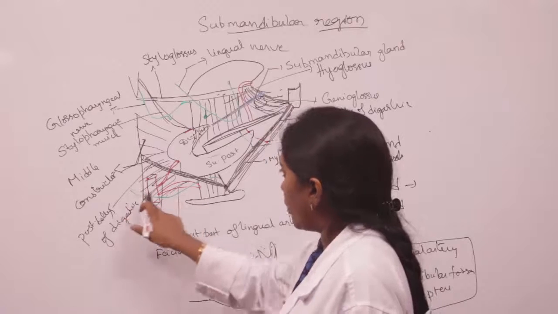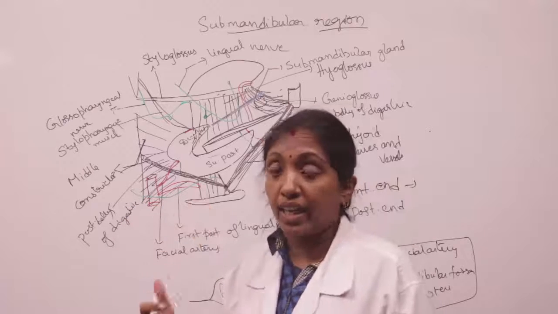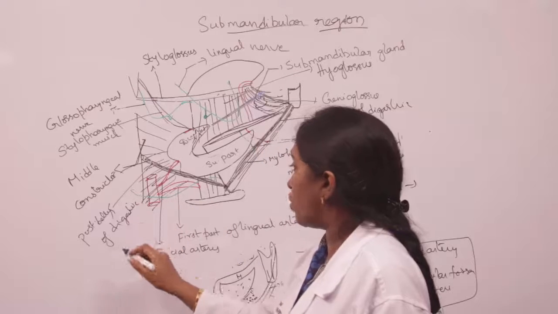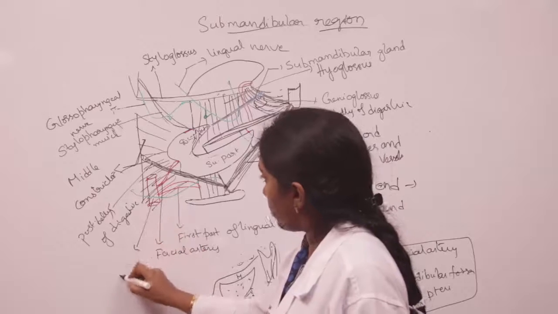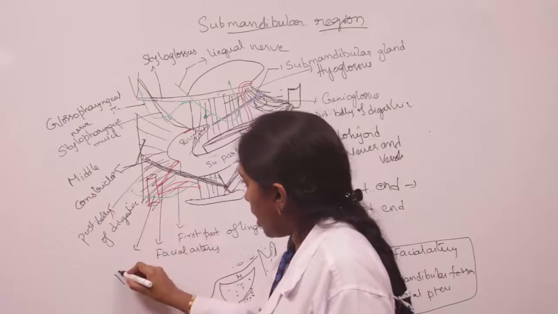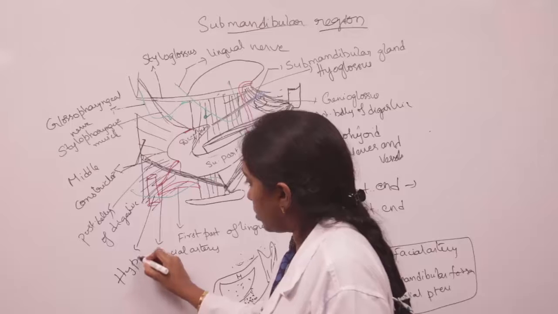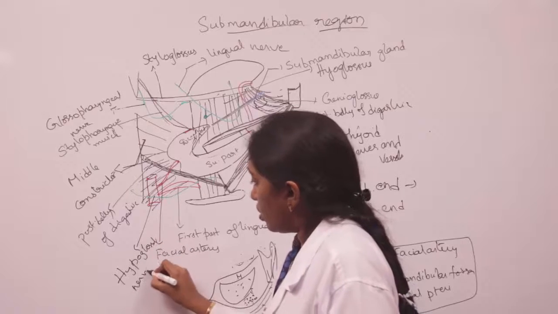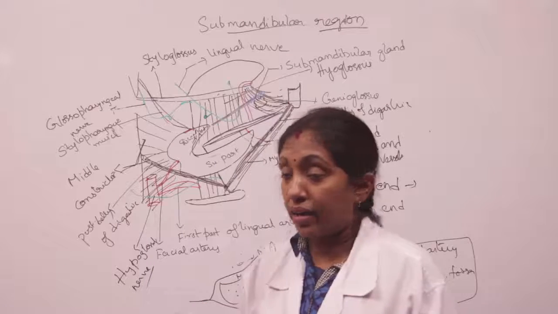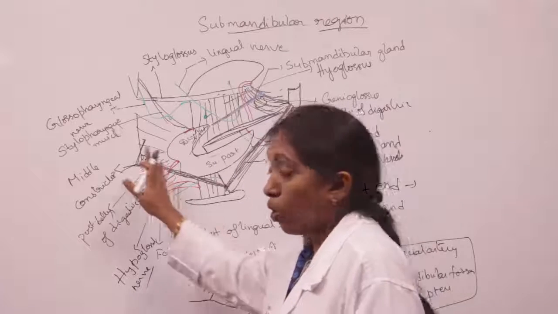And it is also related to the green one. I have represented the nerves with green color. So the green one we call it as the hypoglossal nerve. This one is the hypoglossal nerve. The green one is the hypoglossal nerve. So the medial surface posterior part is related to all these structures.